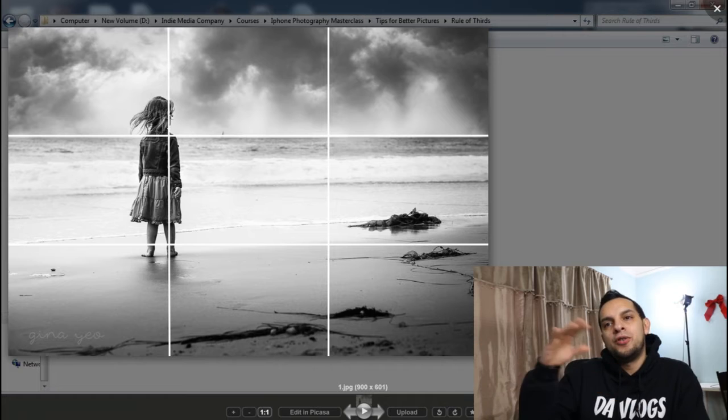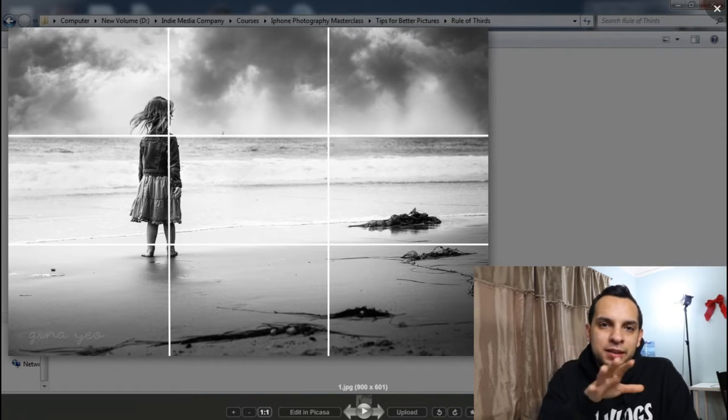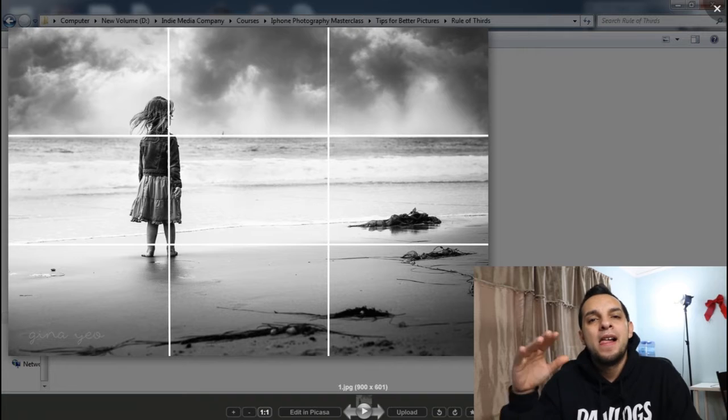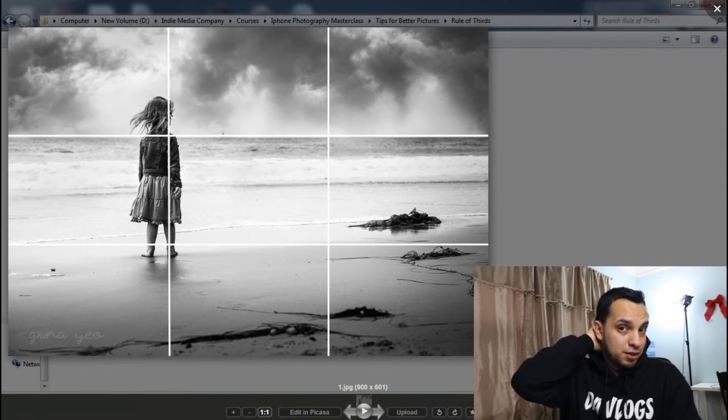It's going to show why the rule of thirds should not be the main thing that we focus on. I want to show you what the rule of thirds is very quickly, just using this image, and then some of the things that I've learned about the rule of thirds.